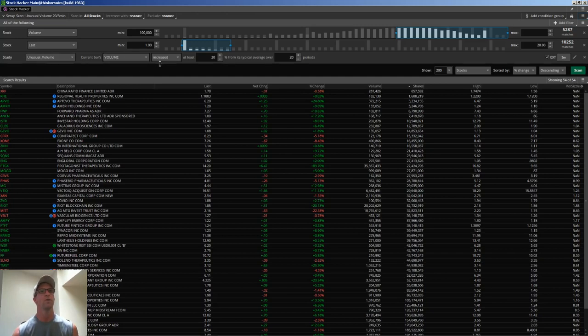For the current bar's volume increased at least 20% from its typical average over 20 periods. So if you take the 20 period average of the volume, this one is 20% more, and that's on a 3 minute bar or 3 minute time period, including pre-market hours. And so I just found that this was a good volume filter. So it really lets me know when things are popping off.